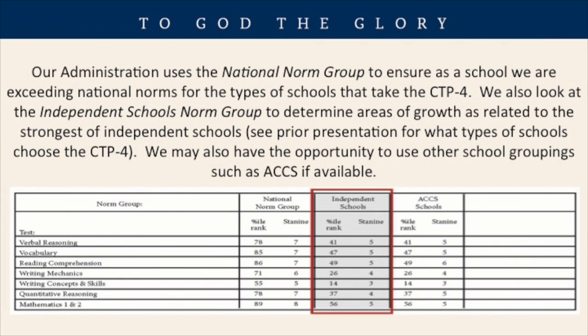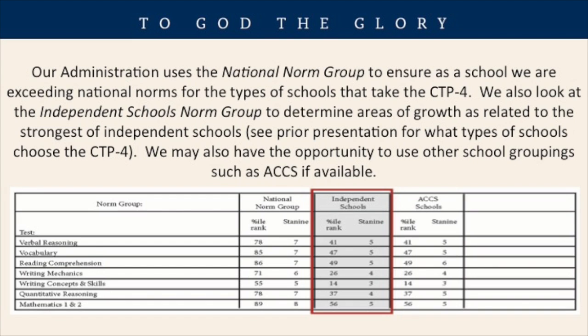Administration uses the national norm group on the left to ensure that as a school we are exceeding national norms for the types of schools that take this test. So you're used to seeing national norms on the Iowa, and we usually do very well and rank very high for national norm groups. But we now want to also look at independent school norm groups to determine areas of growth as related to the strongest of independent schools.